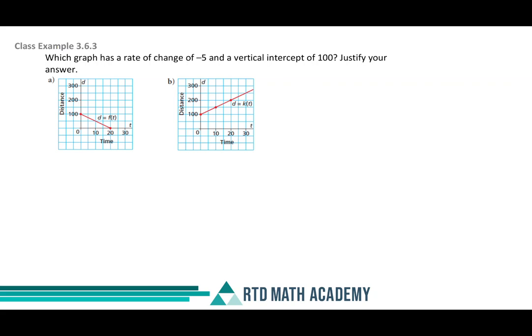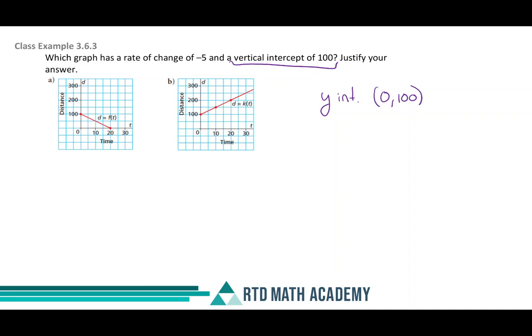Class example 3.6.3. We've got two graphs here, and we just want to figure out which graph has a rate of change of -5 and a vertical intercept of 100. Justify your answer. Another way to say vertical intercept would be the y-intercept. I abbreviate it. Y-intercept is when x is equal to 0 and y would equal 100. That's the easiest way to look at it.